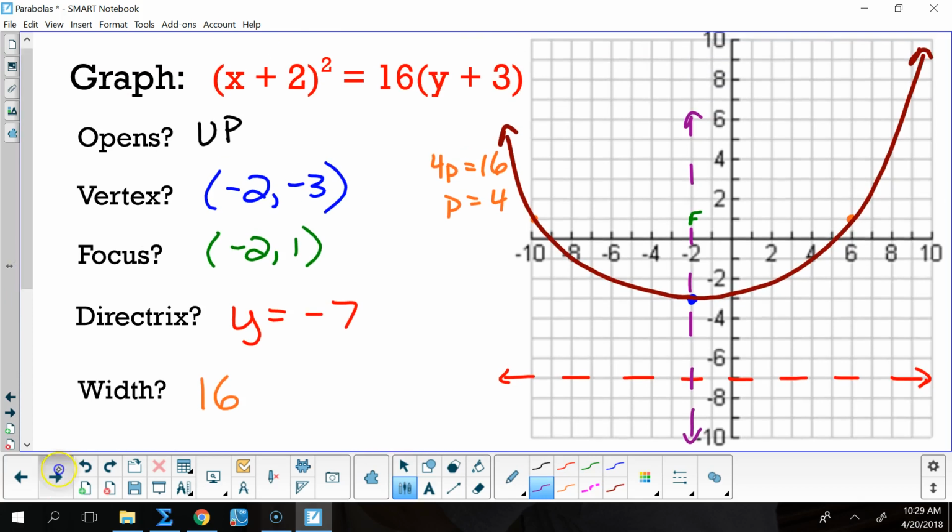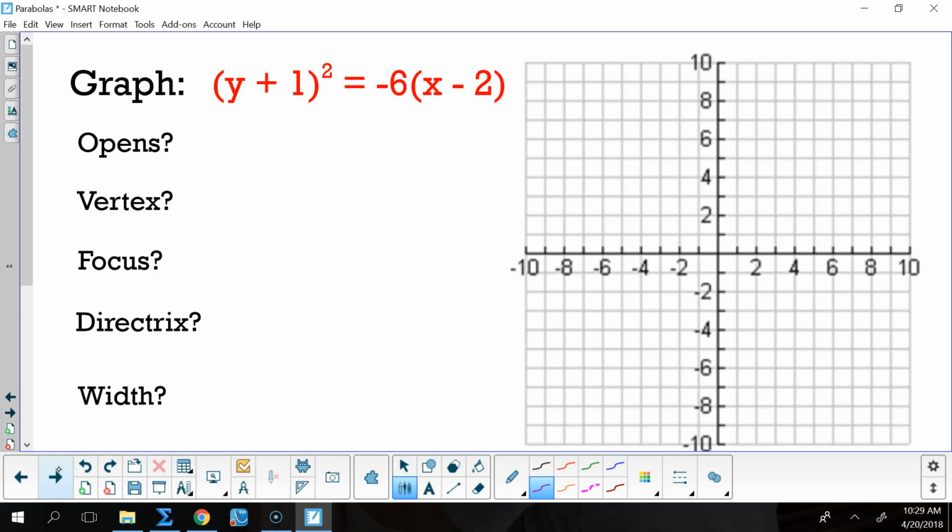One more. Try that one. Direction of opening. What do we got? Left. Y is squared. 4p is negative. So that's a left opening. Vertex. What's the vertex? 2 comma -1.